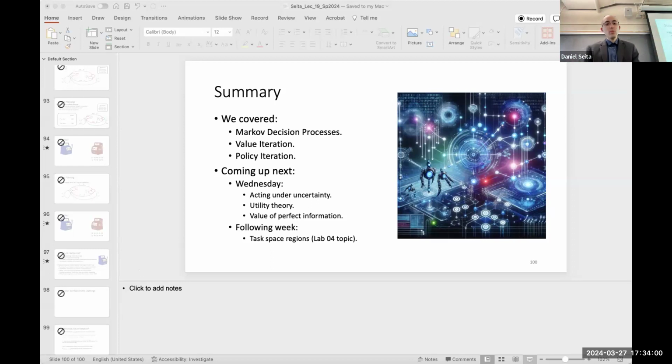Today we covered the part of last lecture that we didn't finish because there was a lot of content there. We covered the end of Markov decision processes, we covered utility, and mostly decision trees and the value of perfect information.